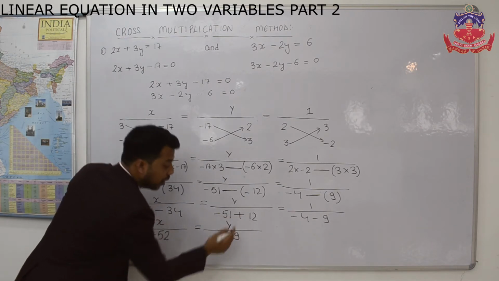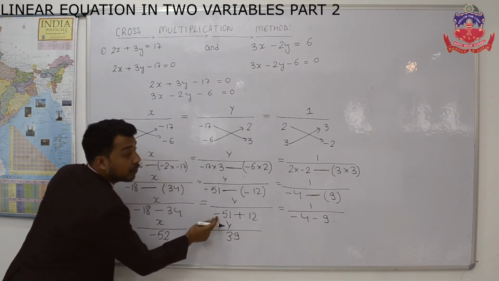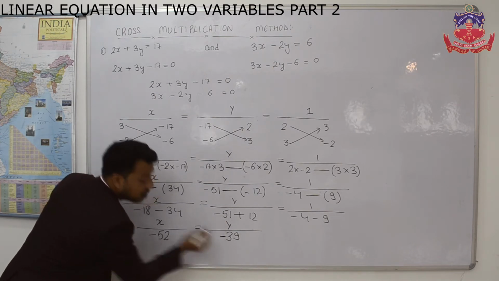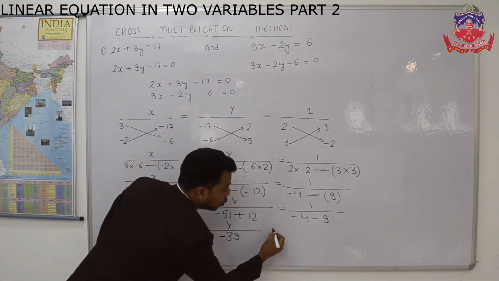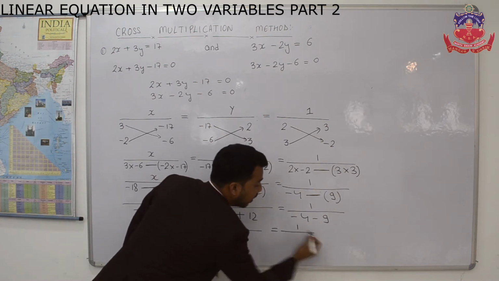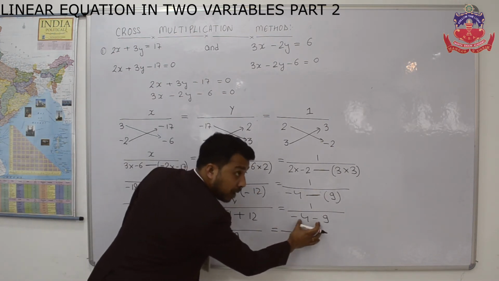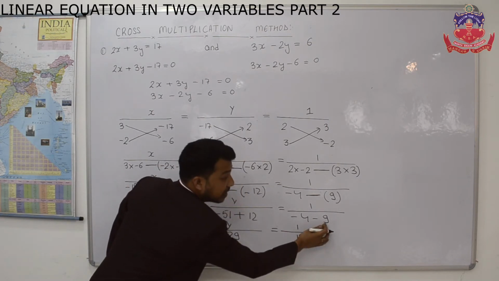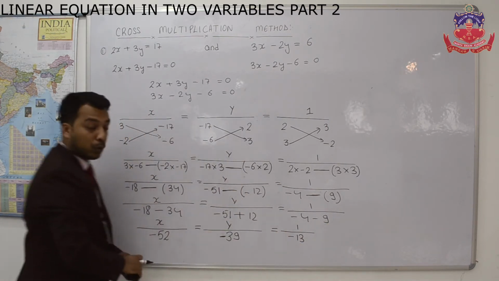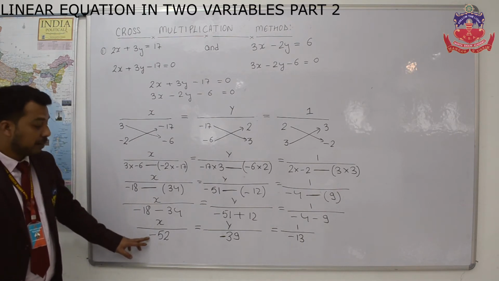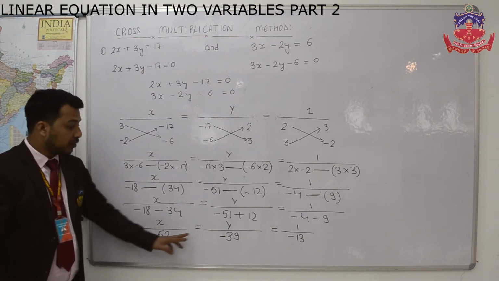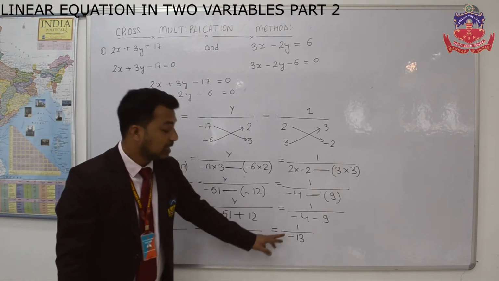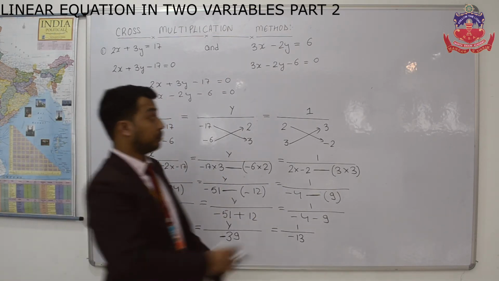4 minus 1 will give you 3. You write the sign of the bigger number, since 51 is the bigger number, so you write the bigger number's sign in front of it. Then 1 divided by, this will give you minus, minus plus 9 plus 4, that is 13. You write the sign of the bigger number. So what you have obtained is x divided by minus 52 is equal to y divided by minus 39 and 1 divided by minus 13.